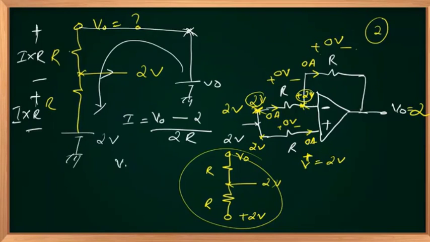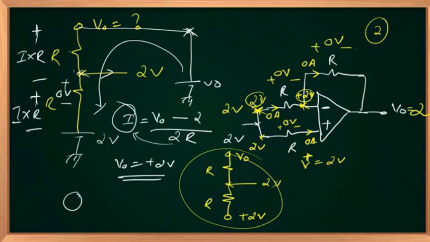And you will get V out as positive 2 after solving this. That is likely not true. To get 2 volts here, this drop should be 0 volts because the same 2 will appear here. So I should be equal to 0. So you can equate this to 0. So 2R times 0 will be 0, equals V out minus 2, which implies V out is equal to 2 volts.